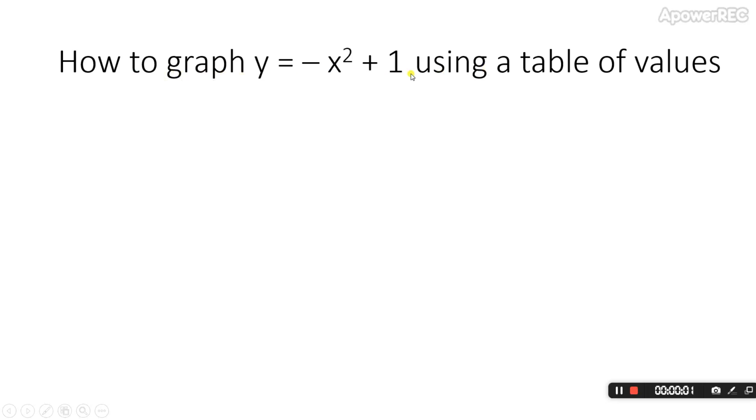How to graph y equals negative x squared plus 1 using a table of values. We're going to use 3 steps to do this problem. Step 1, we're going to set up a table of values with 3 columns: x, y equals negative x squared plus 1, and xy coordinate pairing. We're going to use 5 x values: negative 2, negative 1, 0, 1, and 2.